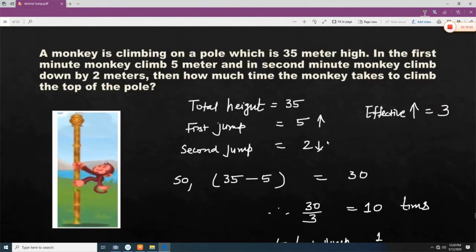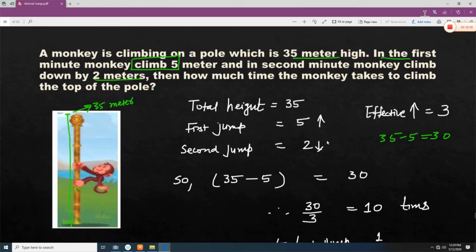Next example, a monkey is climbing on a pole which is 35 meter long or high. In the first minute, monkey climbed 5 meter, and in second minute, monkey climbed down by 2 meters. So total height of this pole is 35 meter. So in this kind of example, what we need to do, the total height minus how much the monkey is climbing in the first minute. So 5. So 35 minus 5. So that comes to 30 meters.